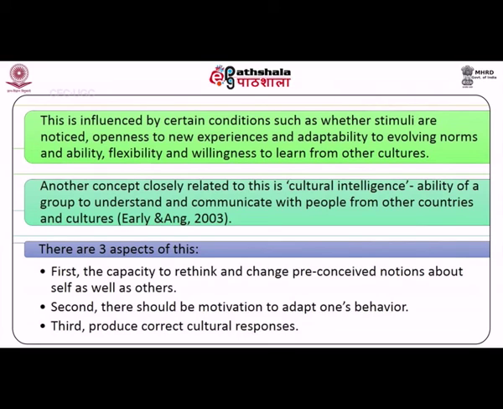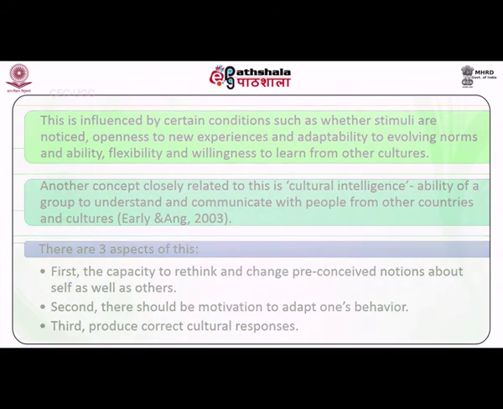There are three aspects of this. First, the capacity to rethink and change the preconceived notions about self as well as others. Second, there should be motivation to adapt one's behavior. And third, produce correct cultural responses.